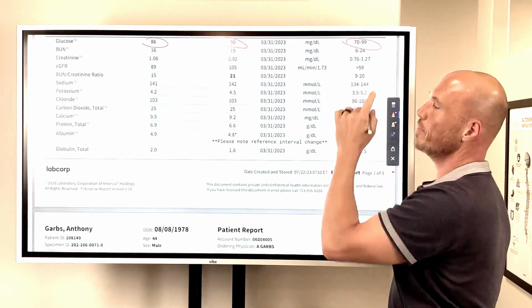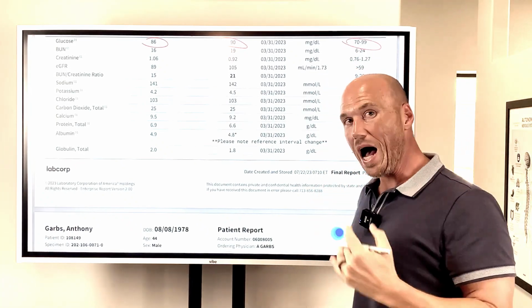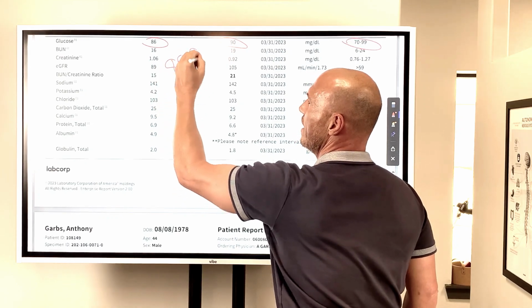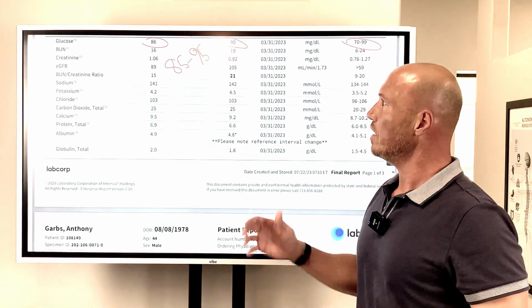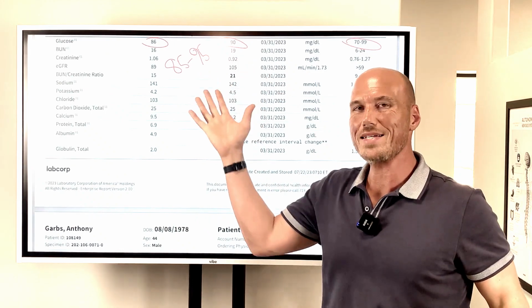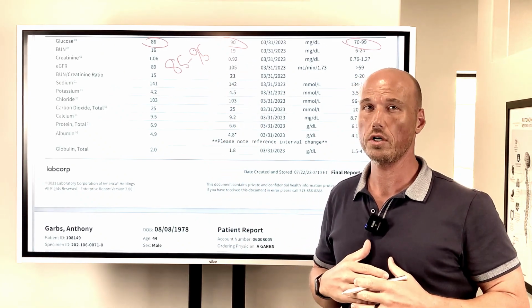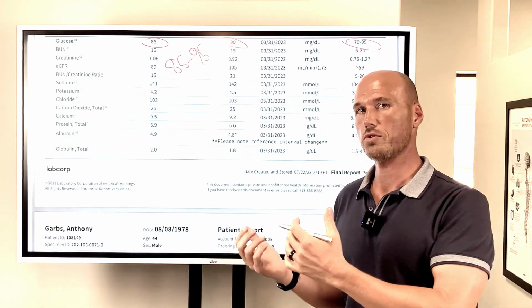Here's the lab reference range. You can be between 70 and 99. But optimally, I would like to see you between 85 and 95. Okay? It doesn't mean if you're 96 you're diabetic, but we know you're starting to have what's called blood sugar dysregulation. You're certainly trending towards that.